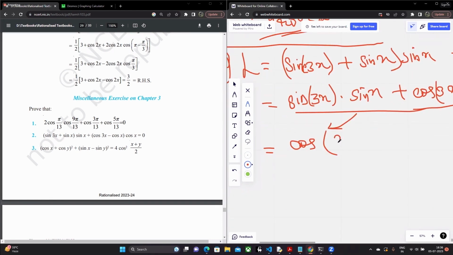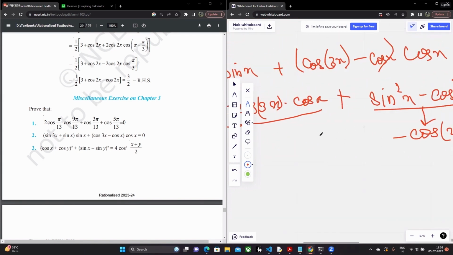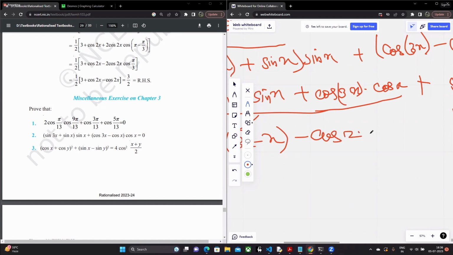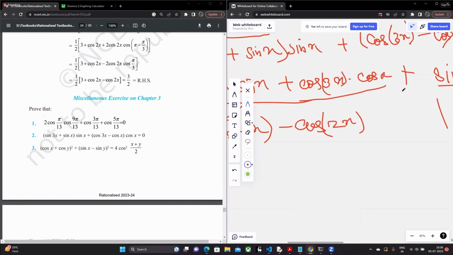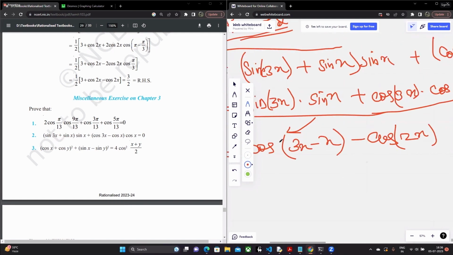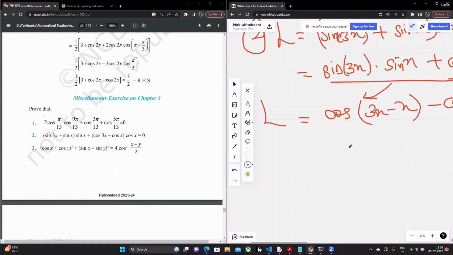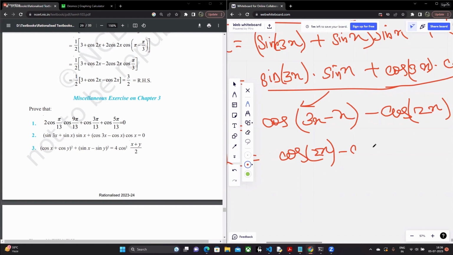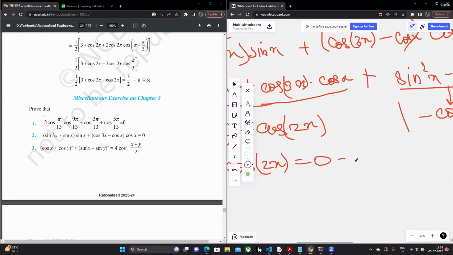So I can basically combine this whole thing to form cos of 3x minus x or x minus 3x, whatever. Does not make a difference, right? This minus cos 2x, because this whole thing is minus cos 2x. And there's a plus over here, plus and minus is minus, right? So this means that L is basically equal to cos of 2x minus cos 2x, which is equal to 0, which is equal to the right hand side.